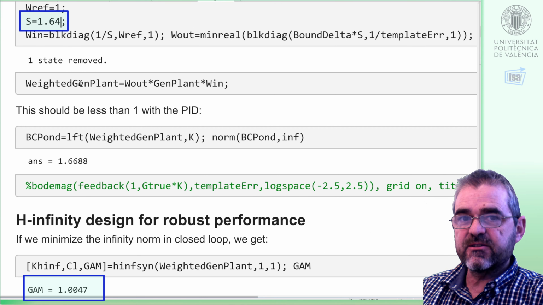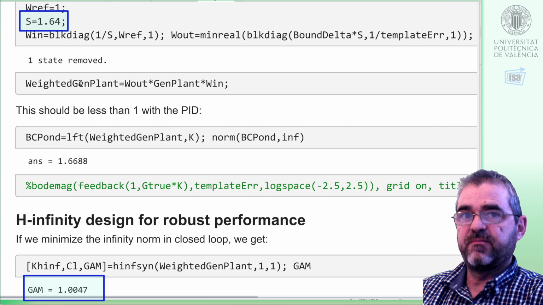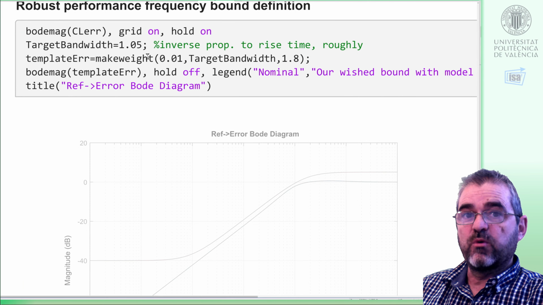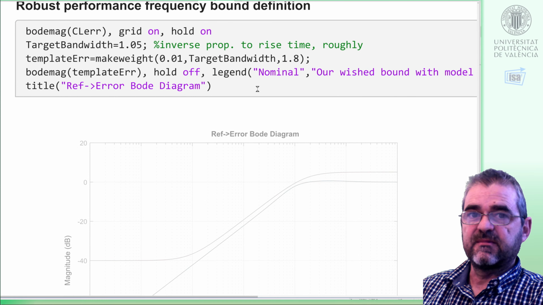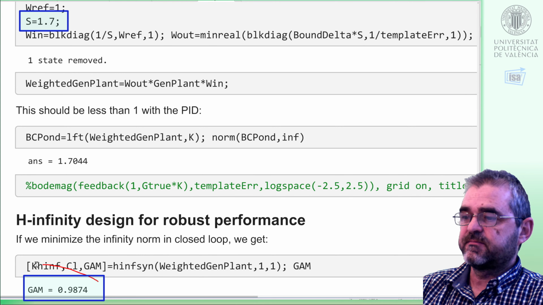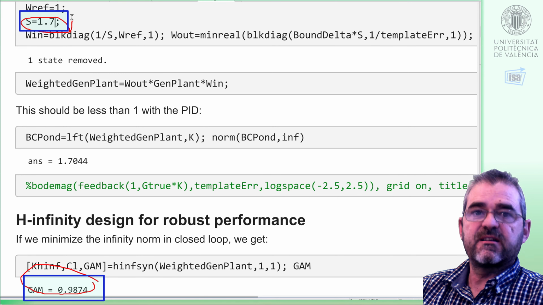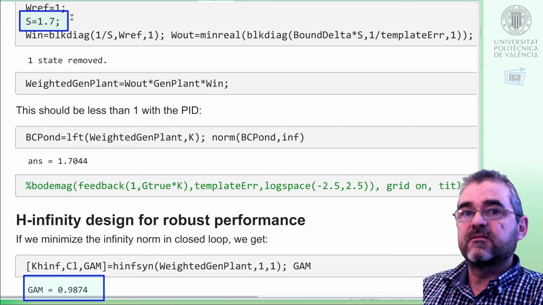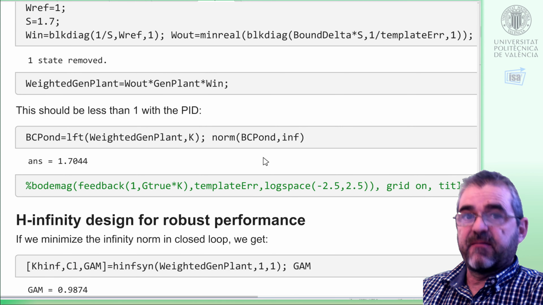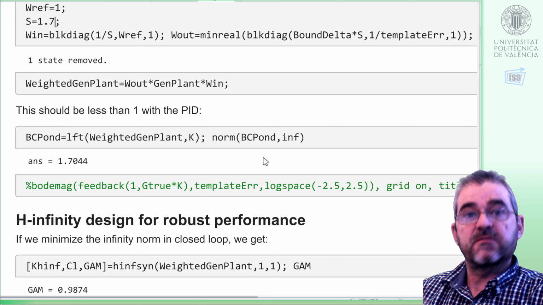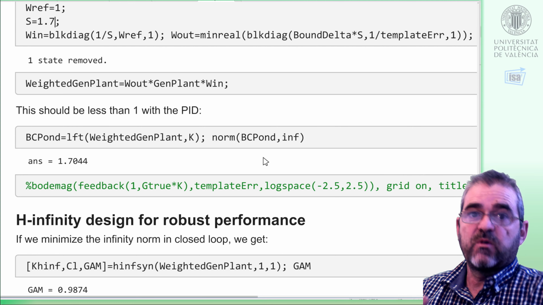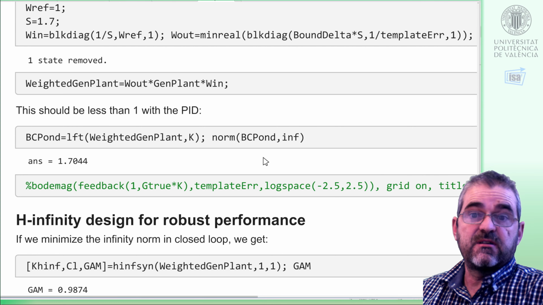It seems that I cannot yet reach below 1, so I need to put a bandwidth of 1.05. Let's see. Okay, now playing a bit with the multiplier, I got this value of S, it's kind of trying, okay? Our goal would be, of course, either maximizing the tolerated uncertainty bound or the performance level, bandwidth, let's say, or a mixture of both of them, as we did here.